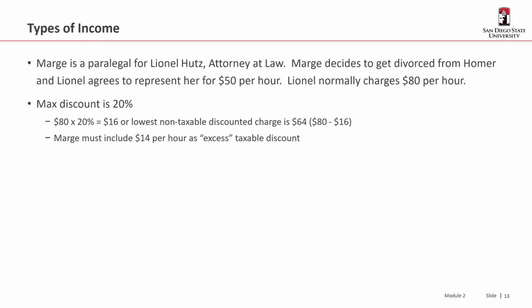So first we'd look at Marge's discount. We'd say, oh, $80 times 20% is $16. So the lowest non-taxable discounted charge could be $64. Since Marge is only being charged $50, she would need to include $14 per hour of whatever he bills her as excess taxable discount and therefore included in her income.